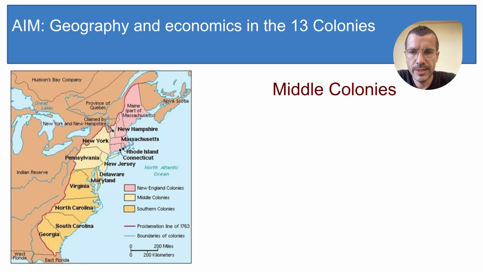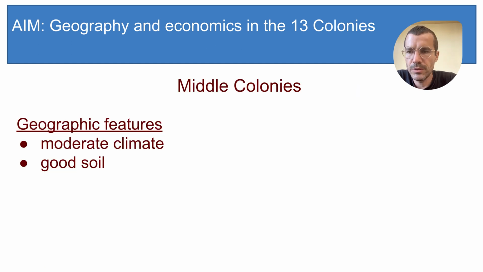All right, now let's look at the middle colonies, which are shown in tan, kind of a light yellow on this map. The middle colonies include New York, New Jersey, Pennsylvania, and Delaware. The middle colonies were not as cold as New England. They had what's called a moderate climate, not too hot, not too cold. Think about the weather that you know here in New York. That's what I mean when I say moderate.